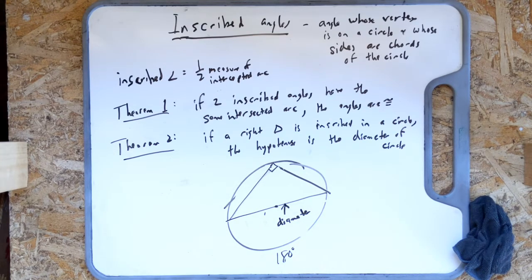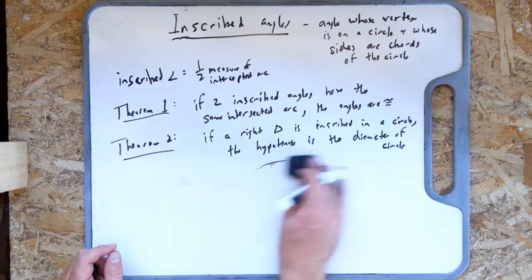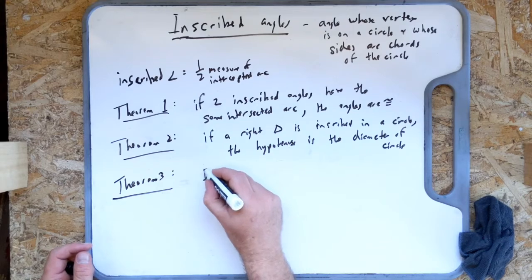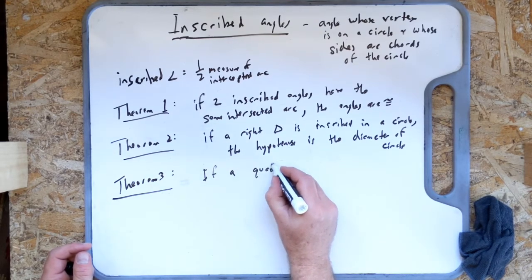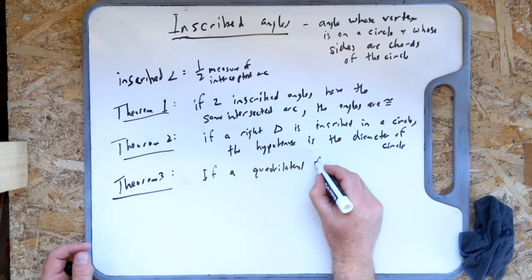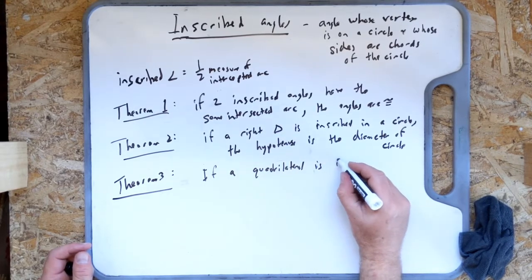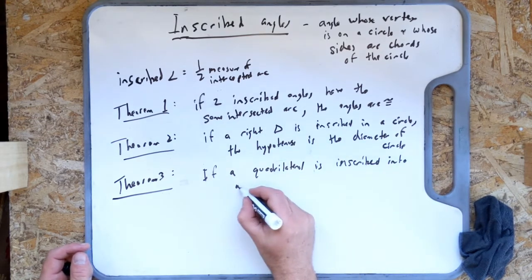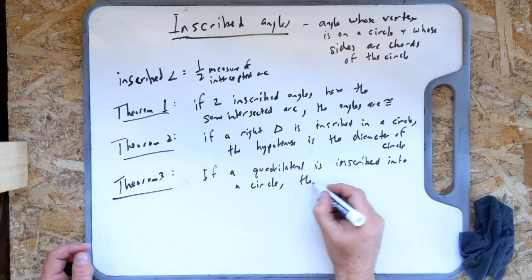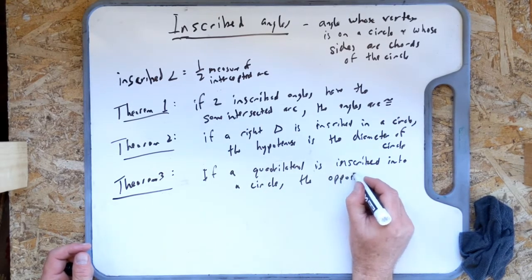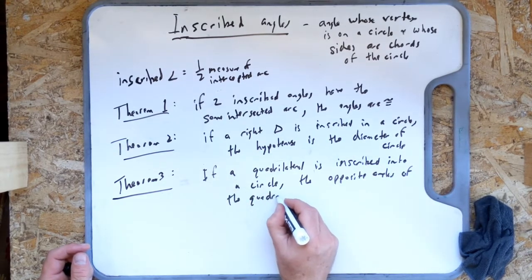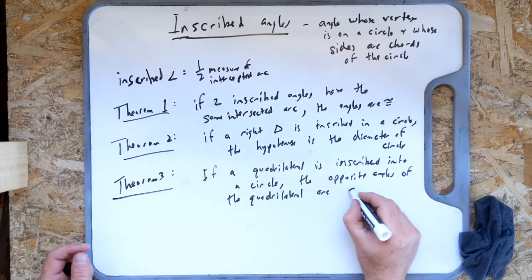And then I've got one more theorem, one more to go. So I'm going to write that down below this. So the third theorem is: if a quadrilateral, a four-sided figure, is inscribed into a circle, the opposite angles of the quadrilateral are supplementary, or they add to 180.